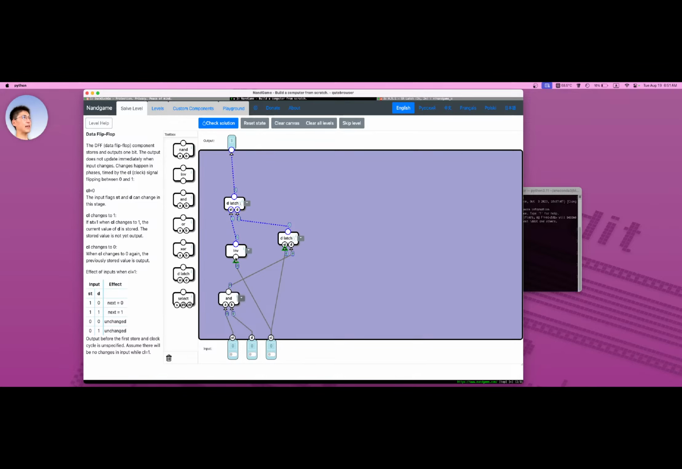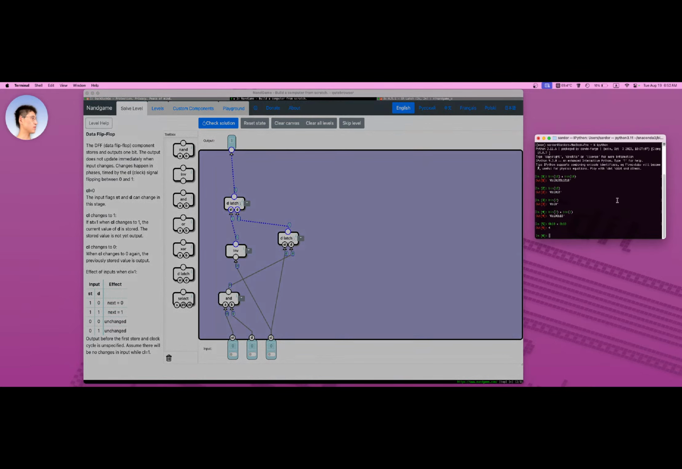Well, I know a hint. Core idea is that we have two latches, right? And they're interconnected with each other, and we have a condition. This condition is not clear. These conditions are not clear.